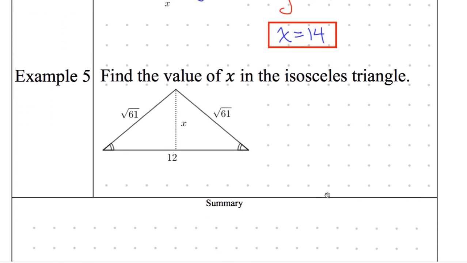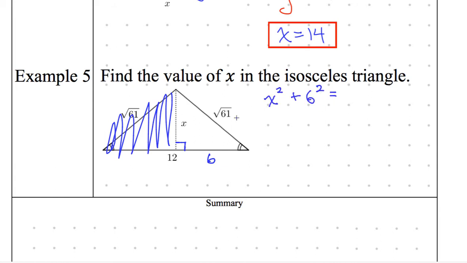All right. On to our final example, example 5. Again, we're going to disregard the left-hand side of the triangle. The right-hand side is the one that we're going to be working on. This is a right angle. This whole length was 12. That means that this length over here is just 6. So again, use the Pythagorean theorem. So x squared, the leg squared, plus the other leg squared, 6 squared, is going to be equal to the hypotenuse, which is the square root of 61, and then all of that quantity squared. Just like before, the square root and square cancel each other out. I'm just left with 61, not 16, and that is equal to 6 squared, which is 36, and x squared being added to that.